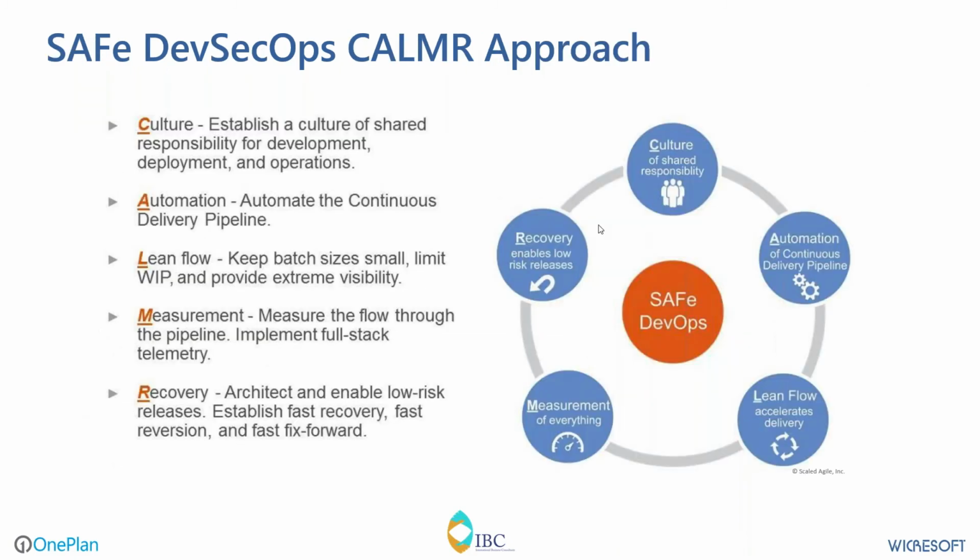We're going to use a CALMR approach to evaluate where we are, and this has been in the market for some time. It's just that SAFe named it CALMR before it ended with an S, but essentially it's a cycle where we measure our competency based on these components of culture, automation, our lean flow, measurement, which is critical to DevSecOps because it's metrics through the entire flow of value, and then recovery. So within the Scaled Agile Framework, this is how we evaluate our maturity.